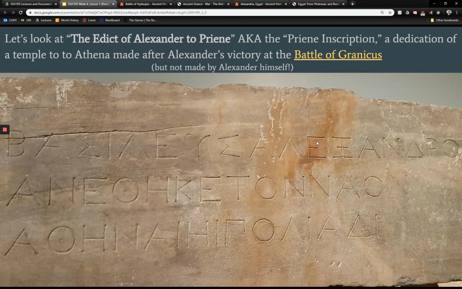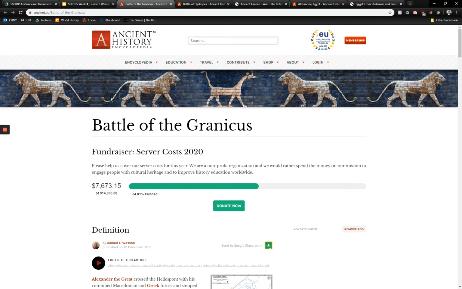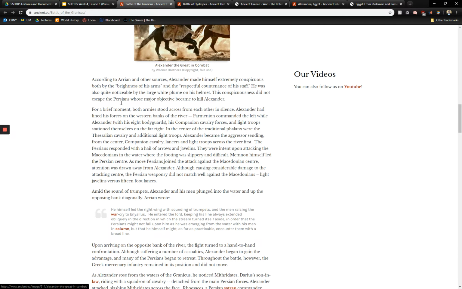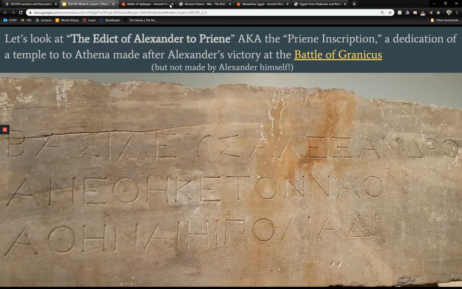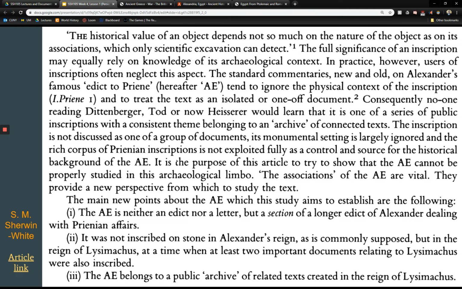which is a significant distinction. If you want to learn about the Battle of Granicus, this ancient history encyclopedia is very good for these individual battles, if you're interested in them, if you're interested in military history. Unfortunately, we don't have time to really go into each battle here. But the Priene inscription is something that for a very long time was seen as evidence of Alexander's direct intervention in life in the East, life in the former Persian Empire homeland.